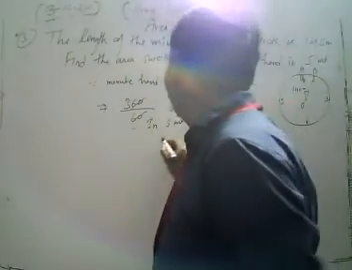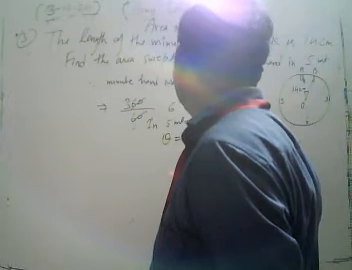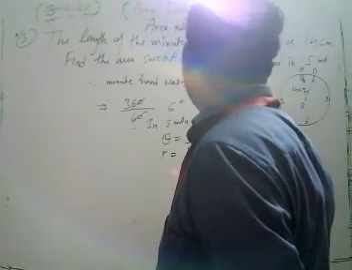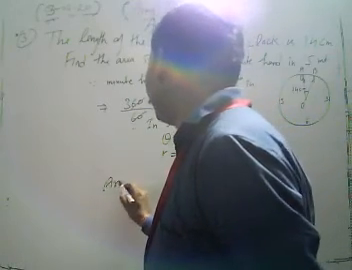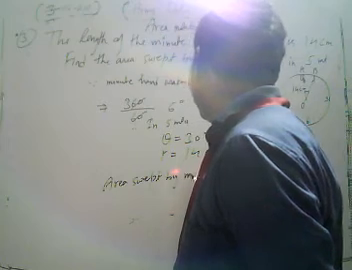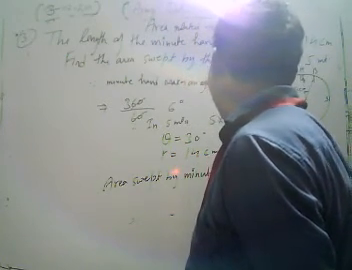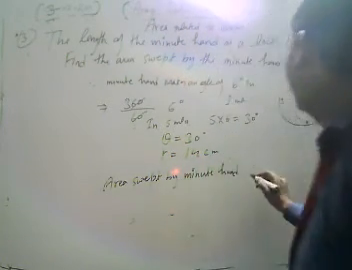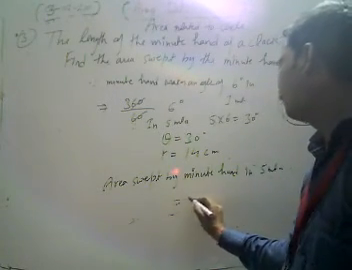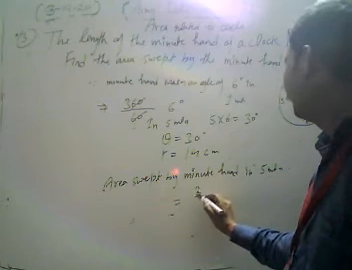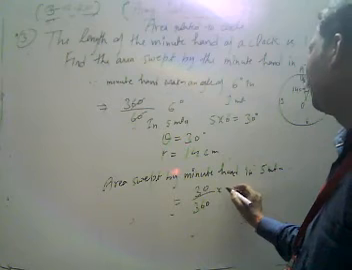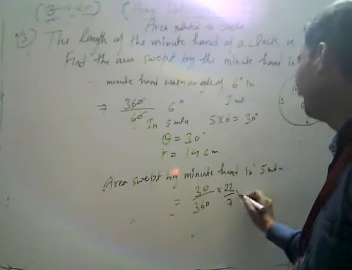Now our theta is what? 30 degrees. We have r, 14 centimeters. Now the area swept by the minute hand in 5 minutes is equal to theta upon 360 into pi r square. Pi we take as 22 by 7, into r square.